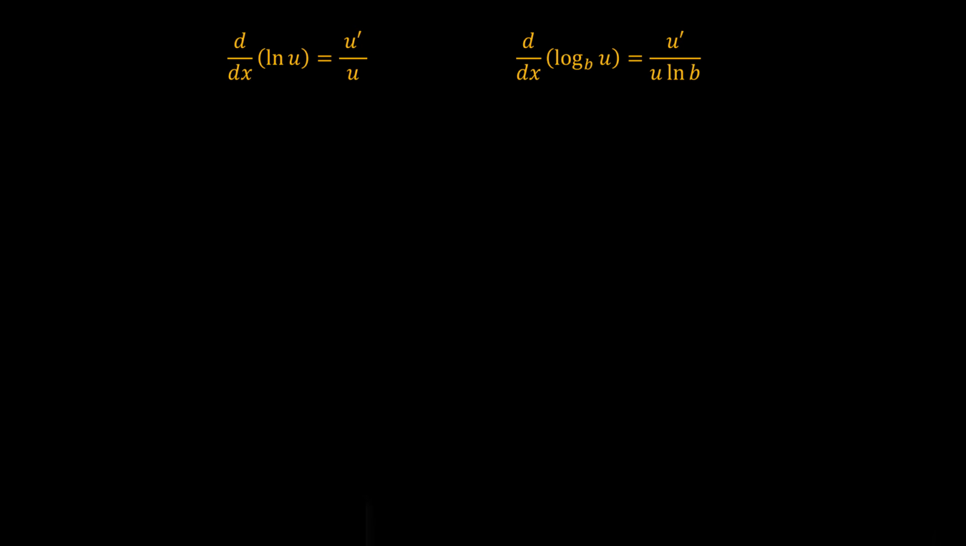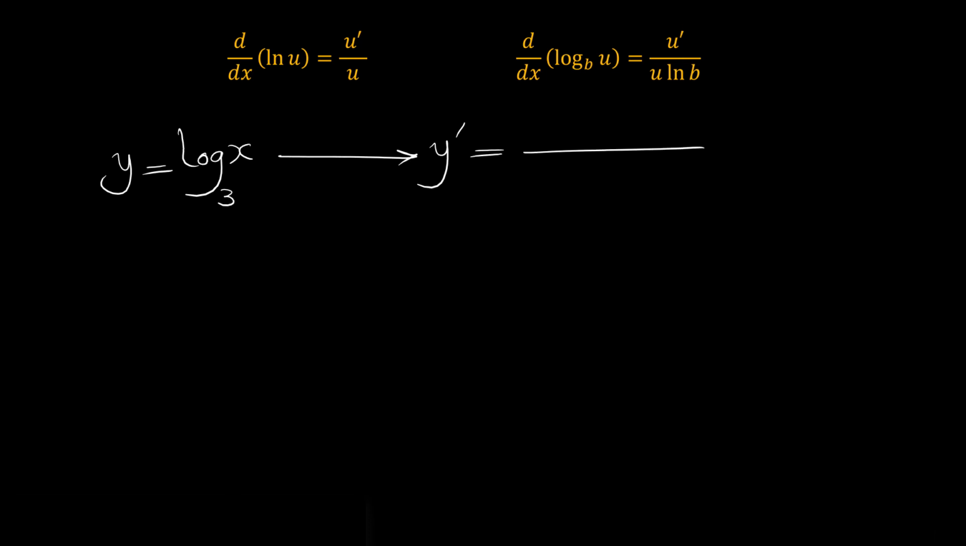Now let's do some examples with our second formula that we have here. Derivative of log of u in any base is u prime over u times ln of b in the denominator. For example, suppose we want to find derivative of the function log of x in the base 3. Y prime is 1 over x ln of 3.